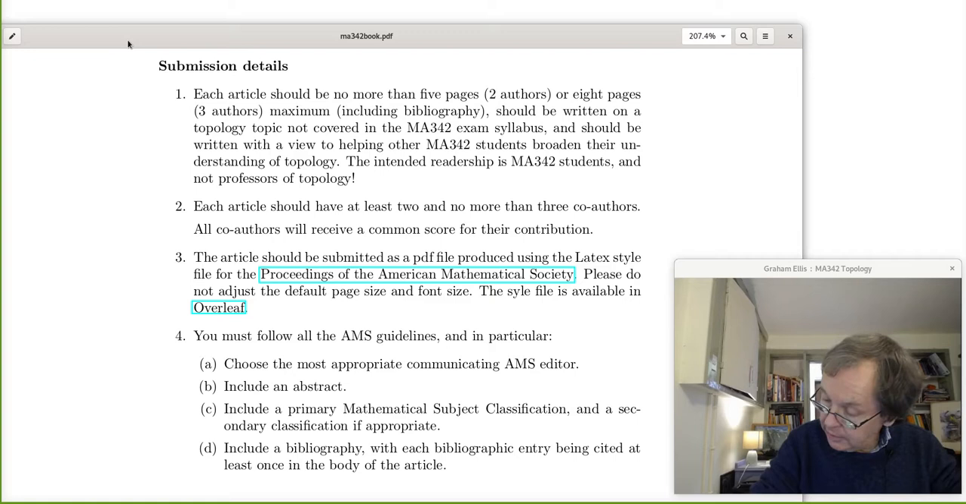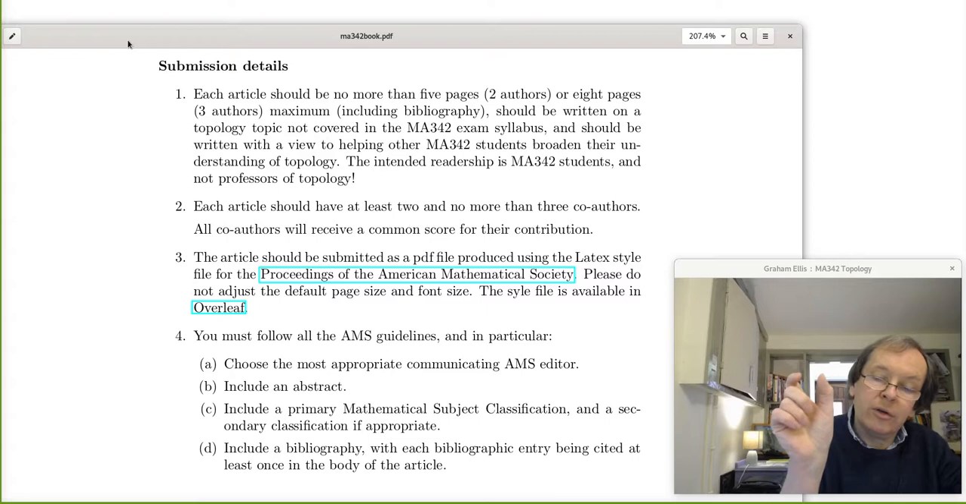I want you to include a primary and possibly a secondary mathematical subject classification. There's a Mathematics Subject Classification. There are numbers. Each area of mathematics is given a number. And when you submit an article, you usually, and always to the AMS, put the number of the area or areas that you're writing about. So I want you to look that up. And if you don't put that, you'll lose a mark.